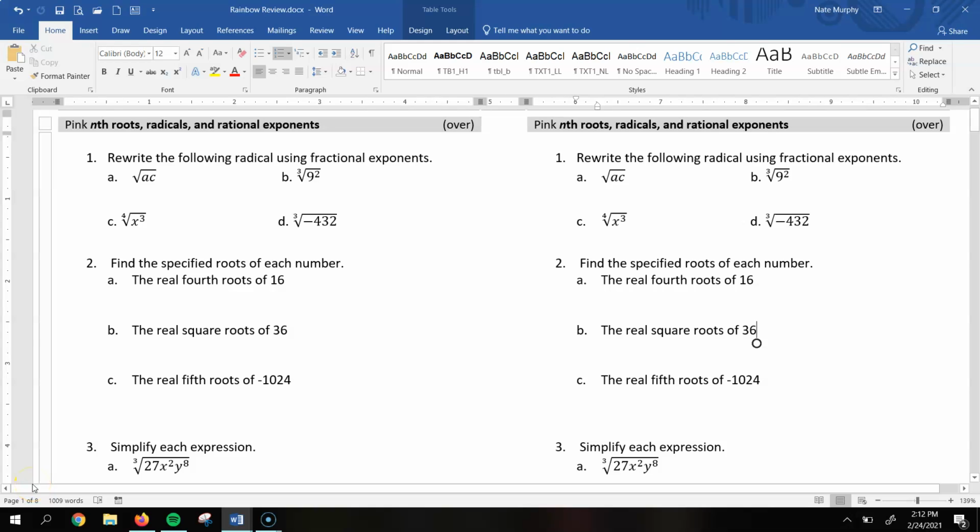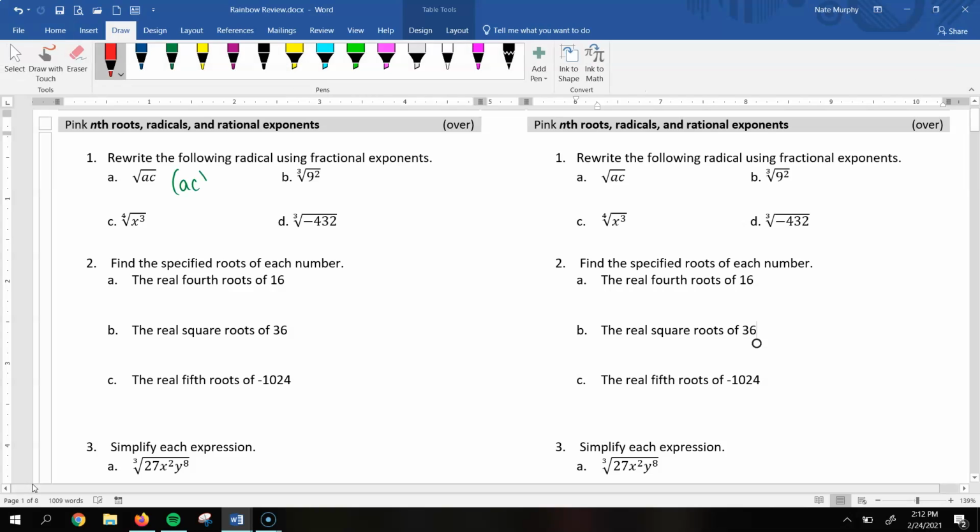All right, in this video, we're going to be looking at the pink section of your Rainbow Review. Starting with the first one here, we want to change each of these from radical form to using fractional exponents. And so for the first one, everything is under the square root. So it's really important to use parentheses here. So we would say it's (AC) to the 1/2 power.